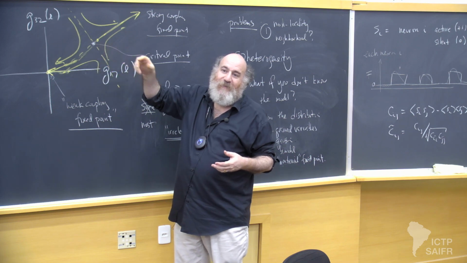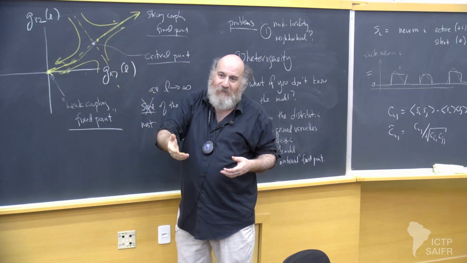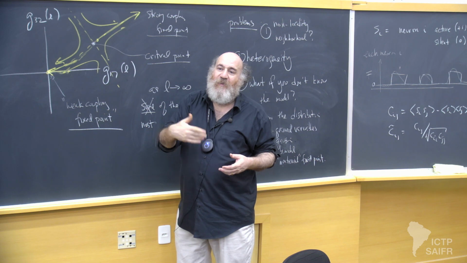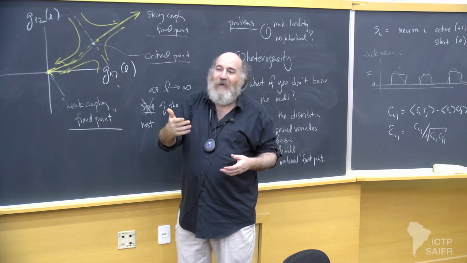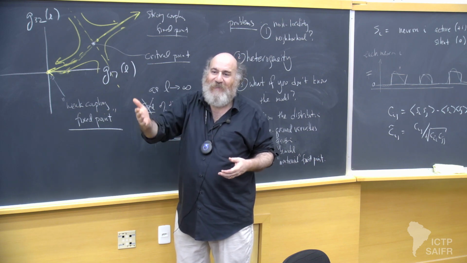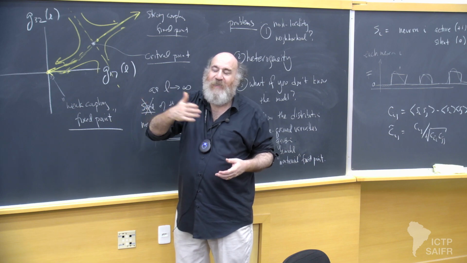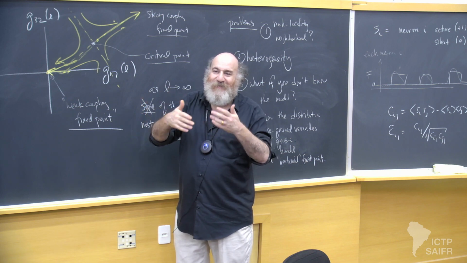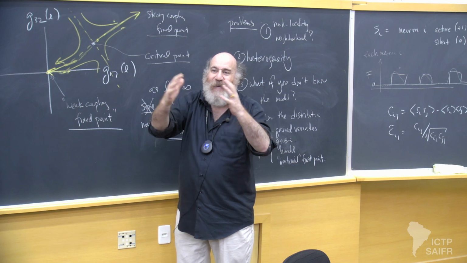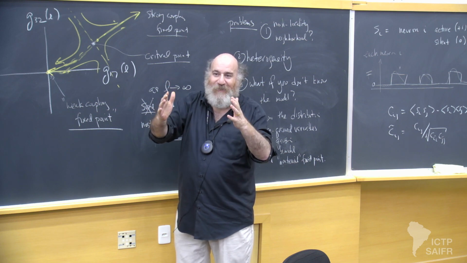So phenomenologically, universality is the statement that there are things I can measure about, let's say, the transition between gas and liquid. And if I use the right units, I can put all the different liquids and all the different materials on the same graph. Doesn't matter what they're made out of.